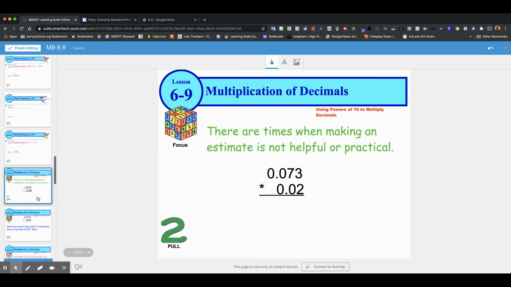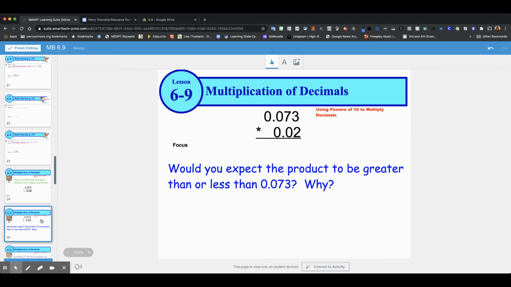There are times when making an estimate is not very helpful or practical, and it's a problem like this, where both of these would round to 0, and we know that our answer is not going to be actually 0, and that doesn't help me. It doesn't help me know, is my decimal going to go in the hundredths place? Is it going to go in the thousandths place? So would you expect the product to be greater than or less than 0 and 73 thousandths here? And why would you expect that? Would you expect greater than or less than?